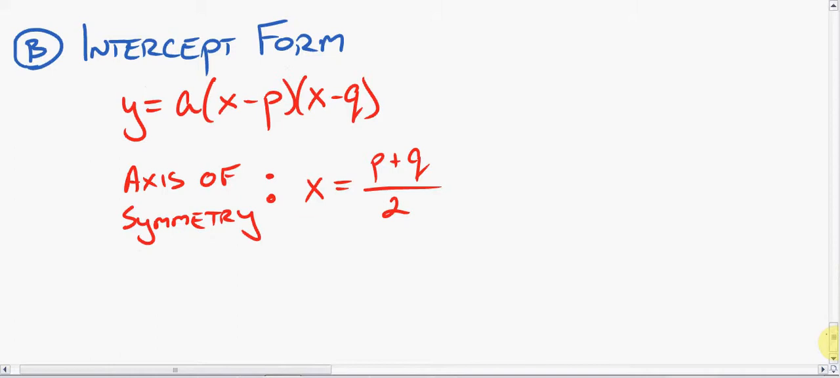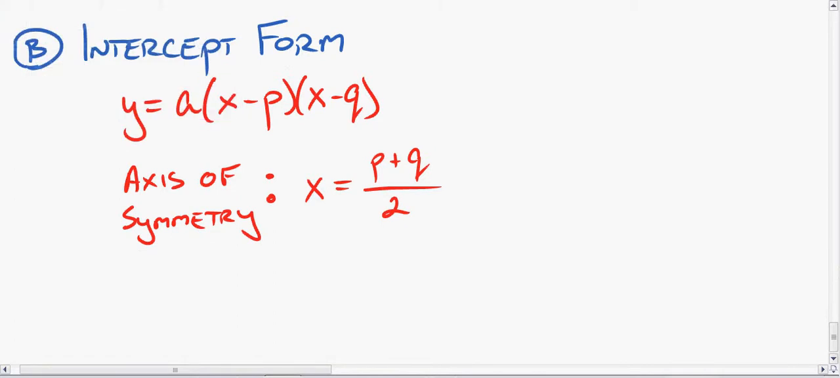When you're in the intercept form, your axis of symmetry is x equals p plus q divided by 2. Remember, you want to find the average of your two x-intercepts, p and q, divide by 2. So let's take a look at a problem here.